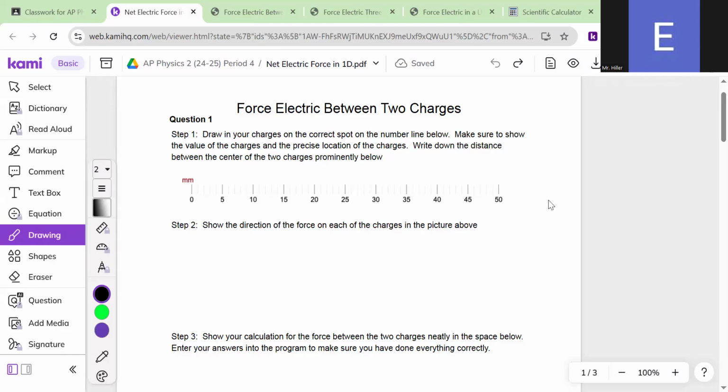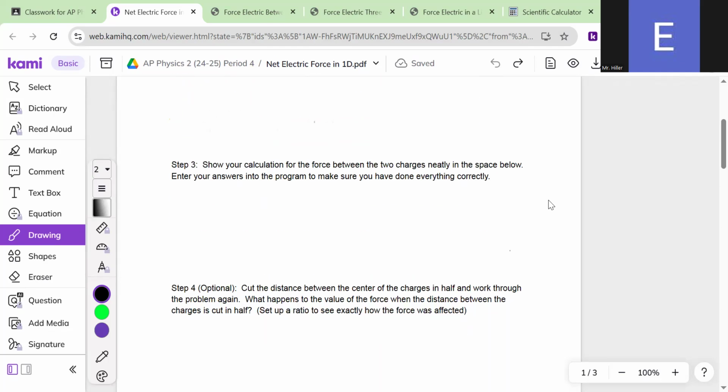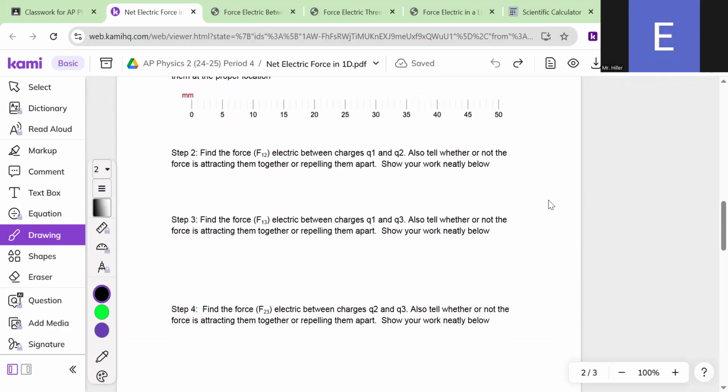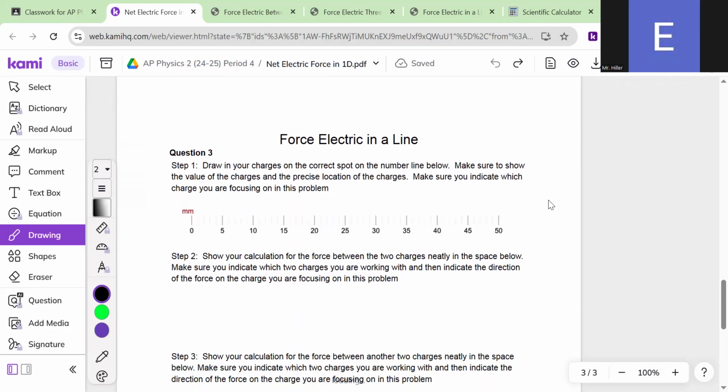Welcome back. In this tutorial, we'll be looking at the AP Physics 2 homework assignment, Net Electric Force in One Dimension. In this particular assignment, there are three problems that we will do. Question 1, find the electric force between two charges. Question 2, find the electric force between three charges. And then finally, question 3, force electric in a line, where we will find the net force acting on one charge.